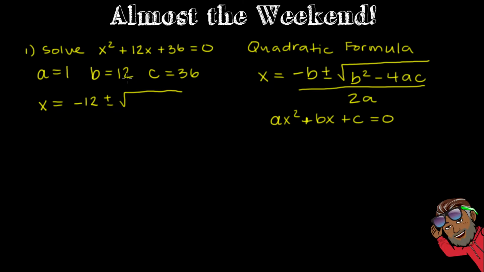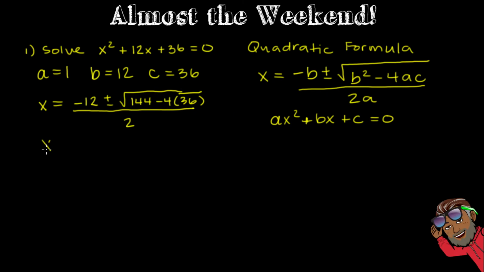b squared, so 12 times 12. That's 144 minus 4, and then a times c, 1 times 36. So this is going to be times 36 right there. All over 2a, 2 times 1. I'm not going to write 2 times 1. I'm going to multiply it. I can do that in my head.